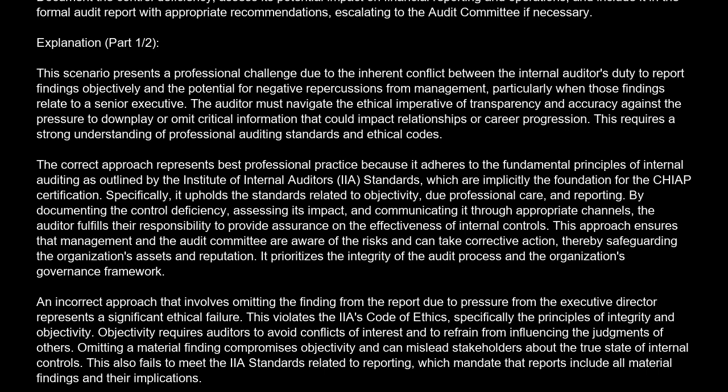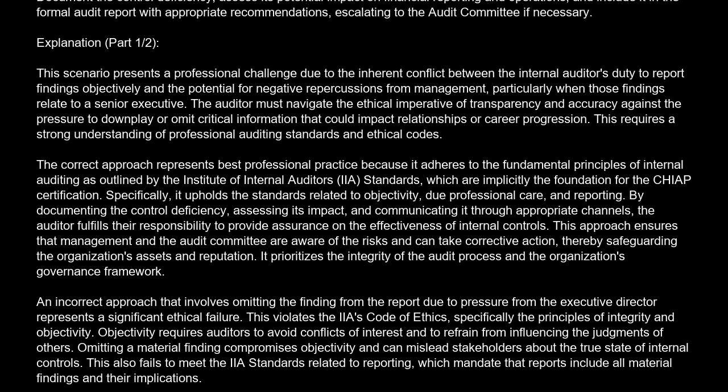This approach ensures that management and the audit committee are aware of the risks and can take corrective action, thereby safeguarding the organization's assets and reputation. It prioritizes the integrity of the audit process and the organization's governance framework.